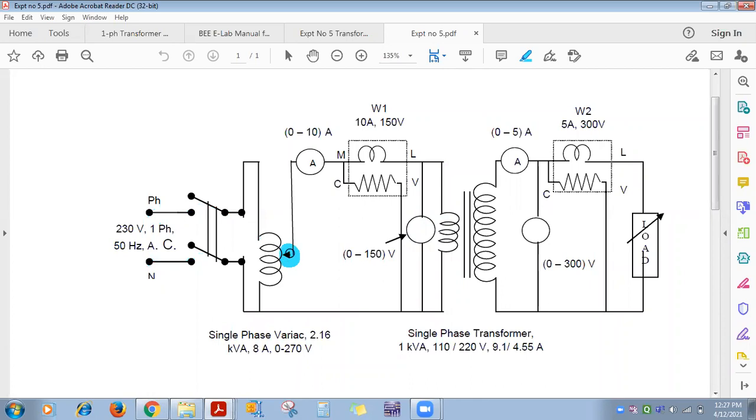You go on changing this variable knob from 0 position in the clockwise direction. So what will happen? The voltage available across these two output terminals will go on changing, and you change this knob so that the reading of this voltmeter is 110 volt. Auto transformer means what?